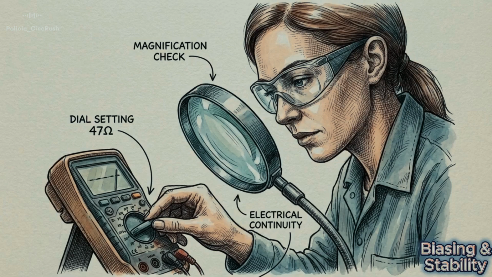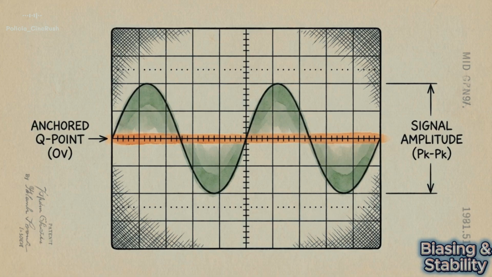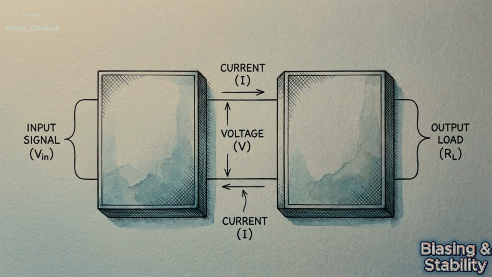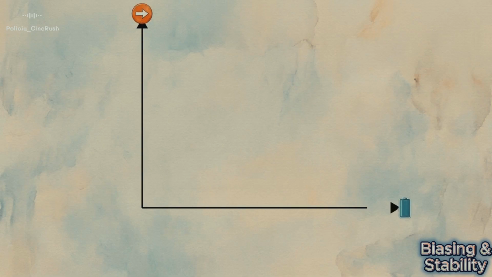Mastering the transistor ultimately means taming this Q point. If an engineer can prevent the Q point from drifting due to heat or manufacturing flaws, an incoming signal can be cleanly and reliably amplified. This Q point is defined by two specific electrical parameters: the collector current flowing into the device and the collector emitter voltage dropped across it.